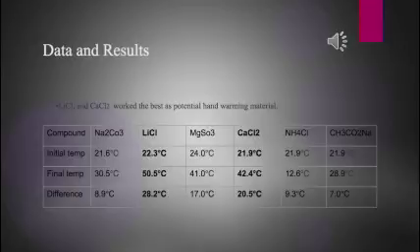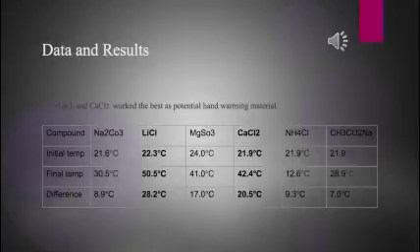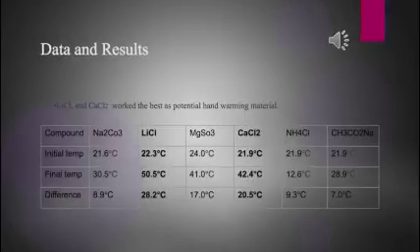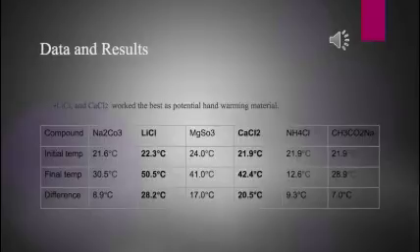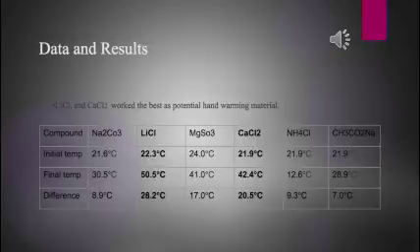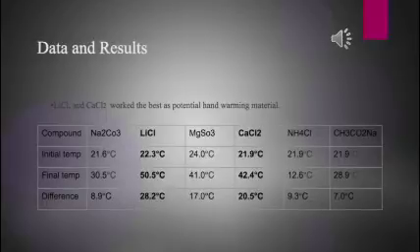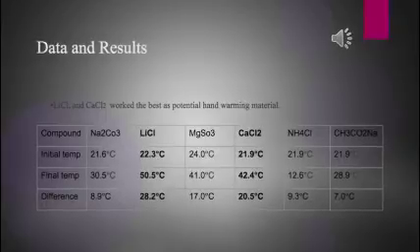Based on our data, we were able to conclude that our hypothesis was correct. Lithium chloride and calcium chloride worked the best as potential hand-warming materials. Lithium chloride had an initial temperature of 22.3 degrees Celsius, a final temperature of 50.5 degrees Celsius, and a difference in temperature of 28.2 degrees Celsius. Calcium chloride had an initial temperature of 21.9 degrees Celsius, a final temperature of 42.4 degrees Celsius, and a difference in temperature of 20.5 degrees Celsius.